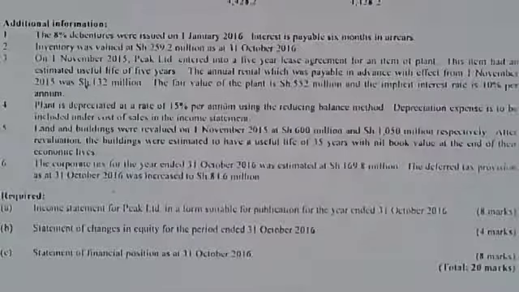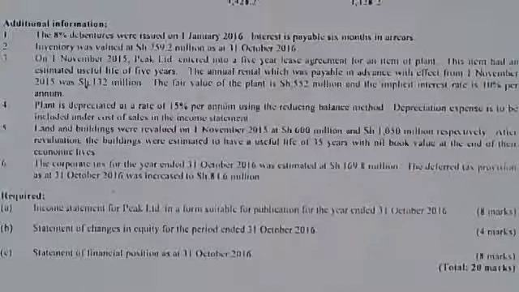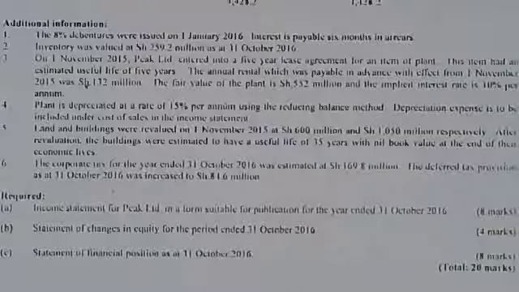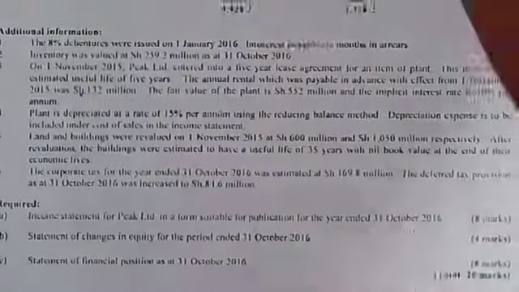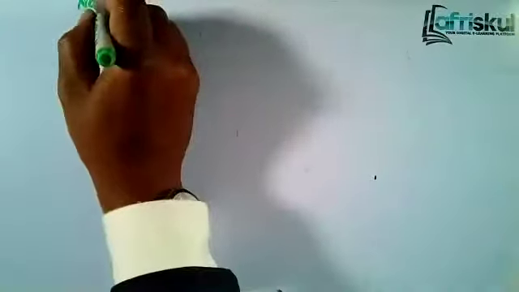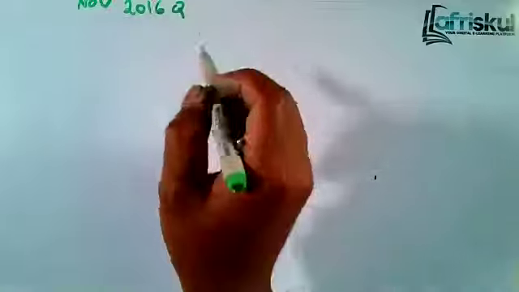Required: the income statement for Peak Limited in a format suitable for publication. That's the published financial statement. Number B, statement of changes in equity. Number C, statement of financial position. So now we need to adjust every note. So we are doing November 2016. We are doing question number 2.